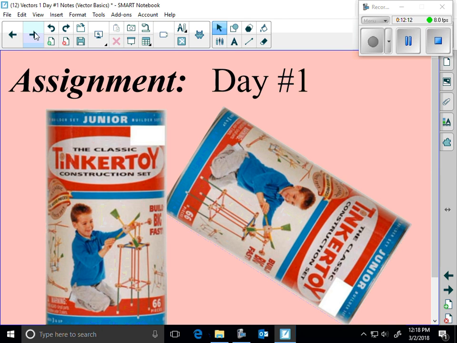Yes, it is. Some little boy got tipped upside down in his Tinker toy box. Hopefully this goes well for you. This should be a review.